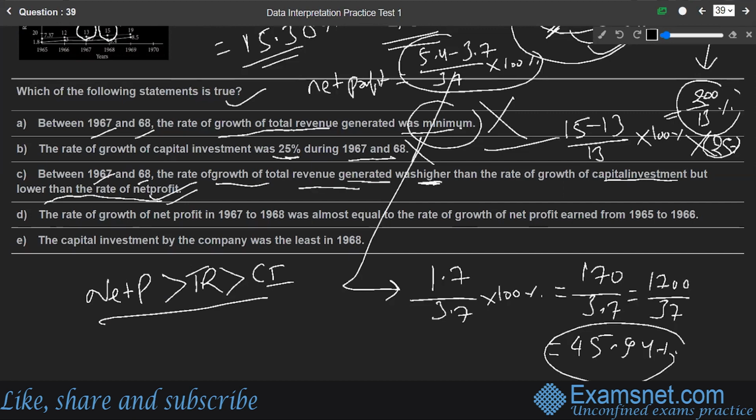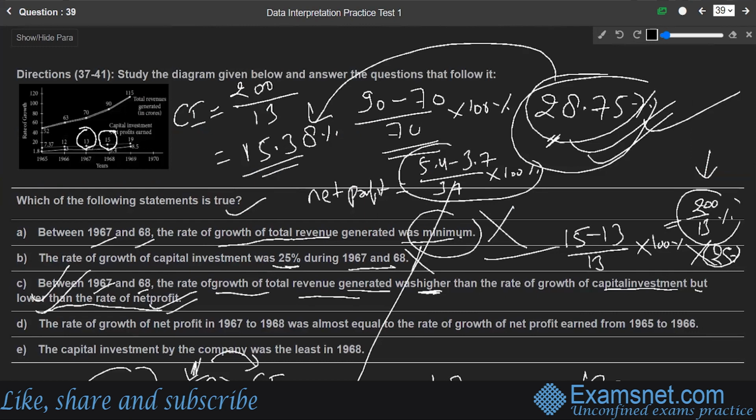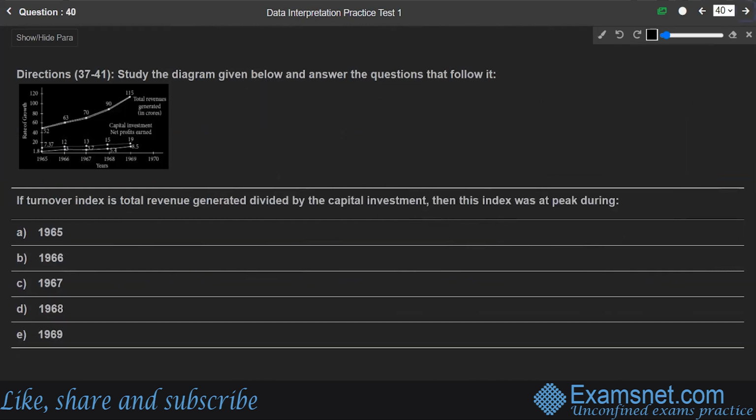Total revenue generated were higher. So total revenue generated is higher than capital investment, but lower than rate of net profit, which is visible. So this statement is verified and it is completely right. So option number C becomes the right answer for this question.